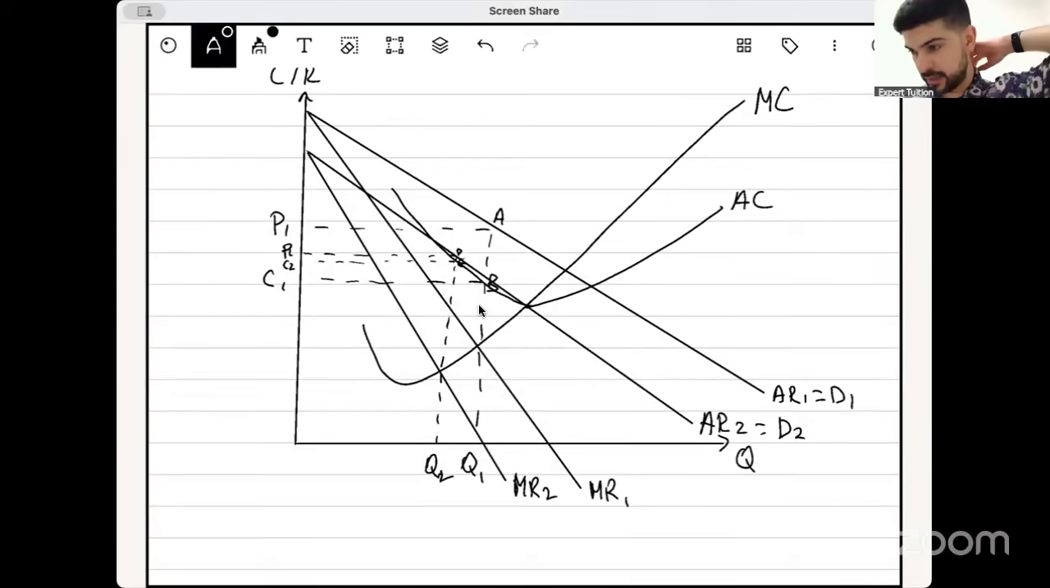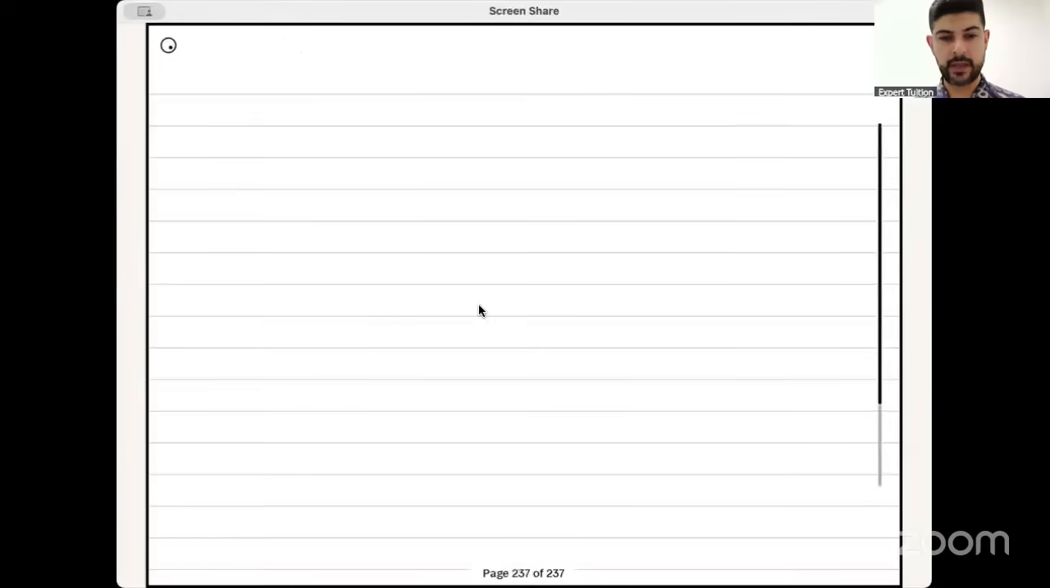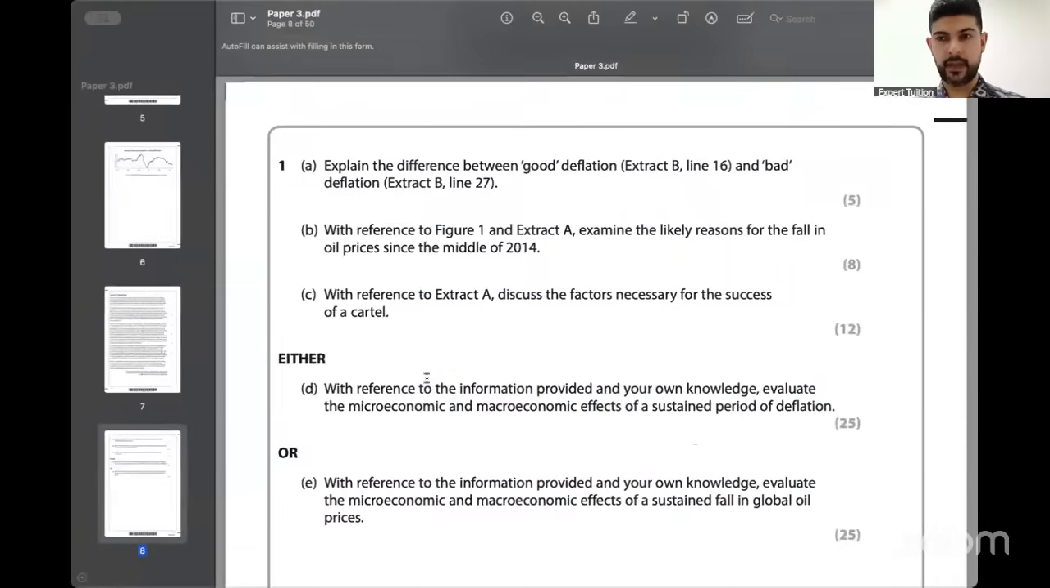All right, let's deal with the evaluation because I think there is genius evaluation. Let me unshare this and show you guys the extract. Remember how I said there are clues in extracts, yeah? There are clues in other questions, basically. And there are two clues here. Clue number one is the five marker. The five marker is explain the difference between good deflation and bad deflation, which I will in a second. And the second clue is the question that I began with on purpose, the eight marker.